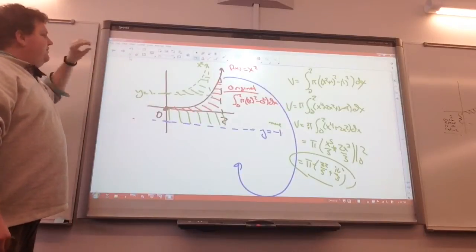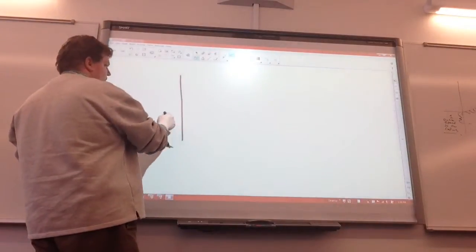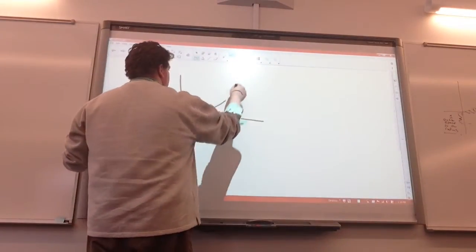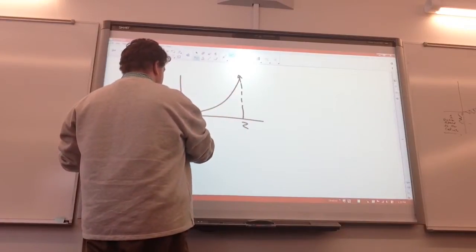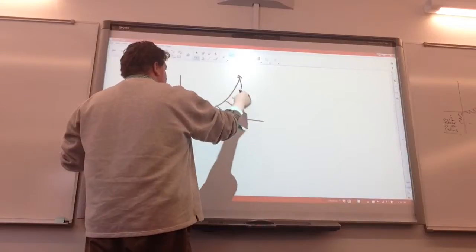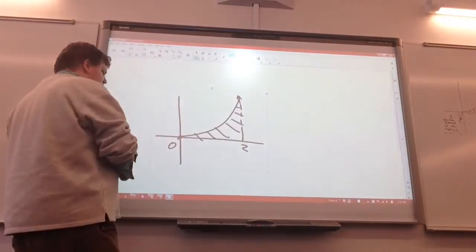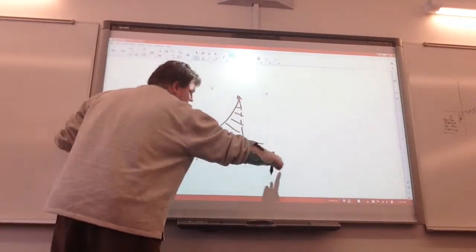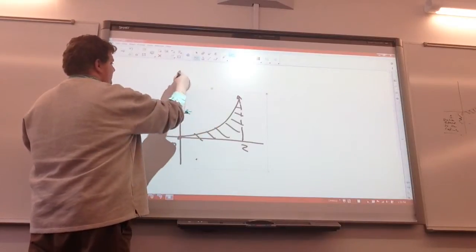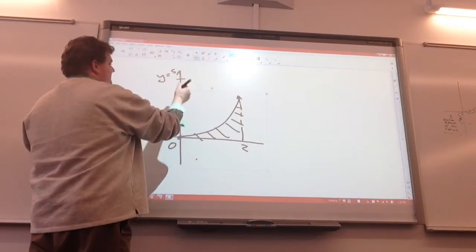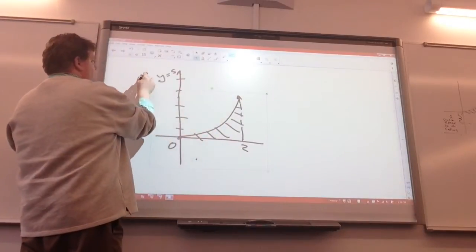Okay, let's look at the same system. Again, we're going to look at the curve y equals x squared. This is a good one to work with, from 0 to 2. There's 2, there's 0. So it's still this area that we're going to spin. But this time, instead of spinning it about a line that's below it, we're going to spin it about a line that's above it. In this case, y equals 5.